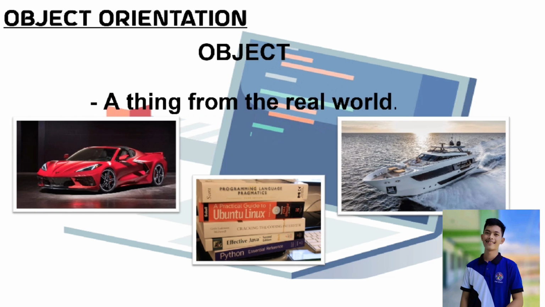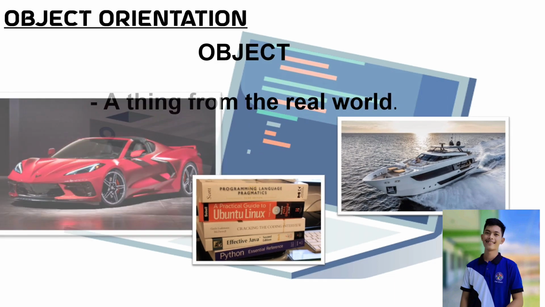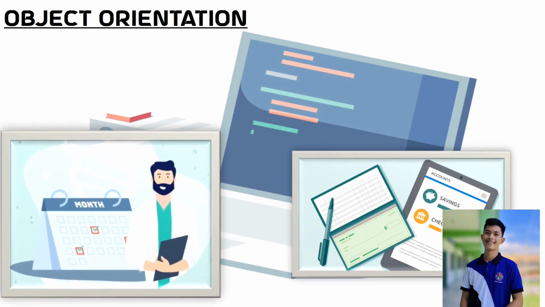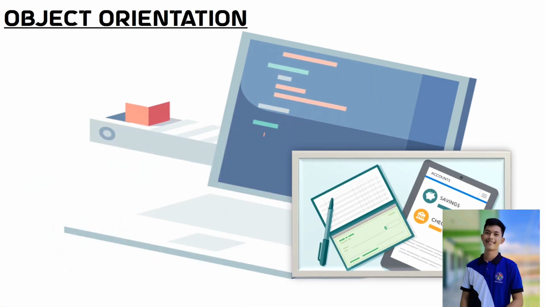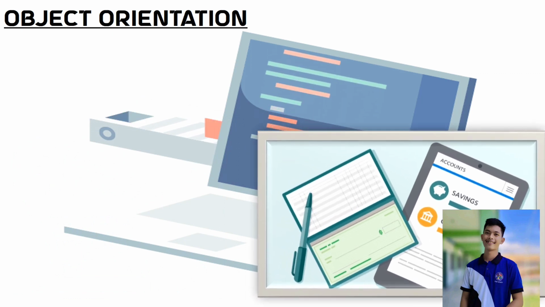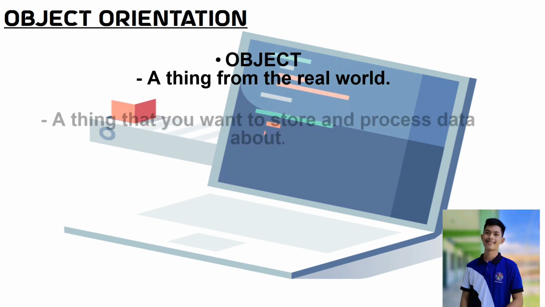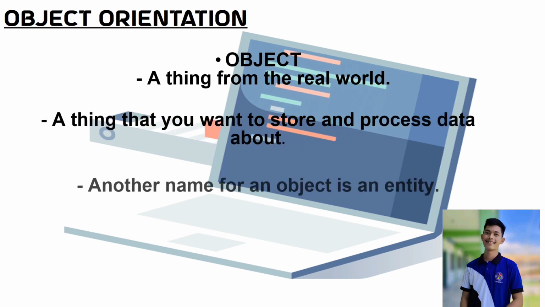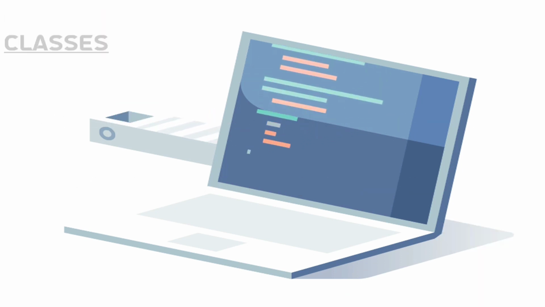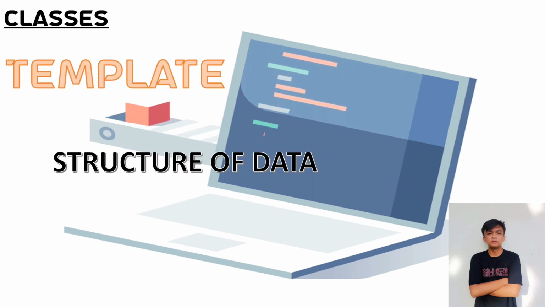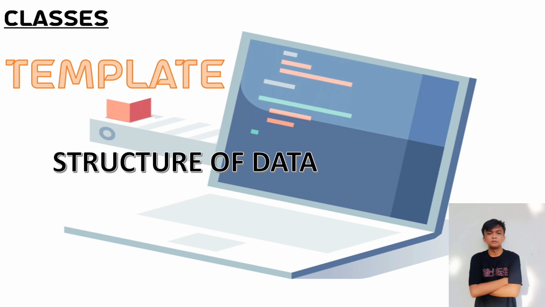So, an object is a thing from the real world, for example, a car, a book, or a boat, or an appointment, or your bank savings. An object is also a thing that you want to store and process data about. Another name for an object is entity. So these objects are stored in classes, and classes are defined as templates or the structure of data inside a class.